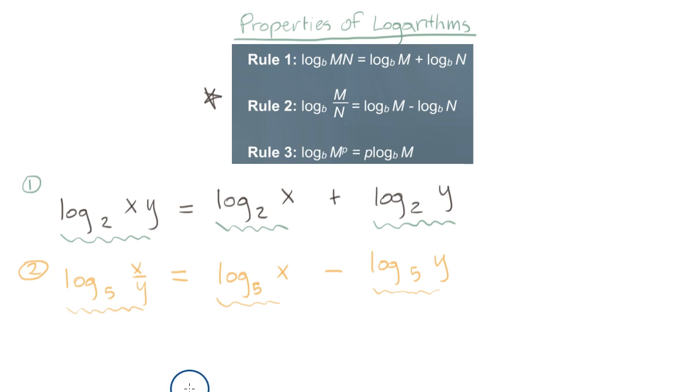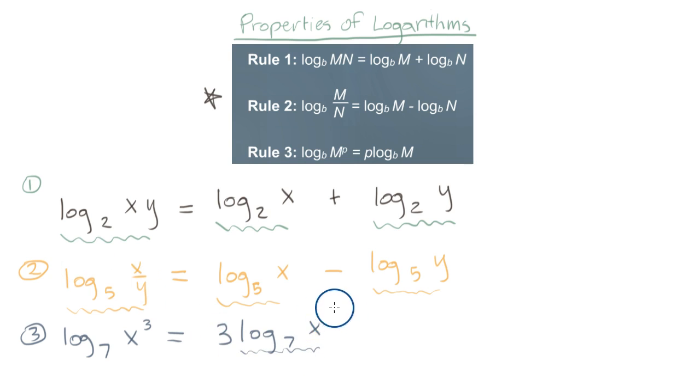And finally, rule 3 states that if we have the logarithm of any base, let's say 7, of a term, x, raised to an exponent. So let's give it an exponent of 3. Again, it can be any exponent. We can rewrite this as a multiplication problem. And so we can put that 3 in front of our logarithm. And it may make it easier for us to evaluate the logarithm, again, without the exponent being also inside the logarithm.